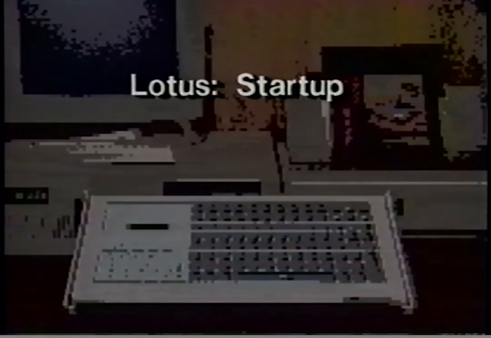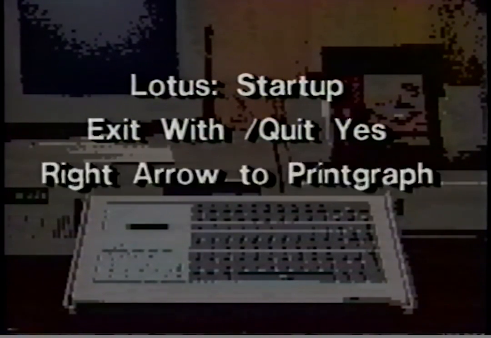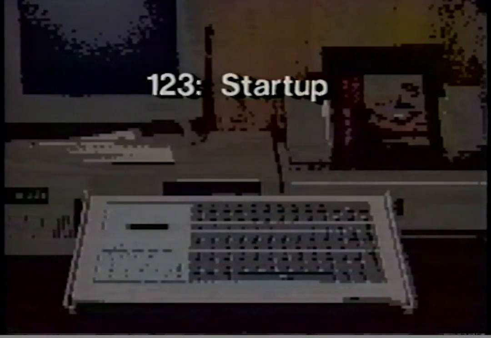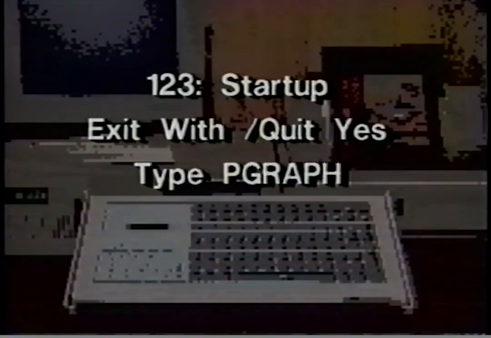If you started Lotus 1-2-3 by using Lotus as the startup command, you can exit the program with the /quit yes command and then press the right arrow key to print graph and press return or type P. If you started Lotus 1-2-3 by using 1-2-3 as the startup command, you can exit the program with the /quit yes command and then type pgraph at the DOS prompt. We will assume that you started with the Lotus Access System menu.